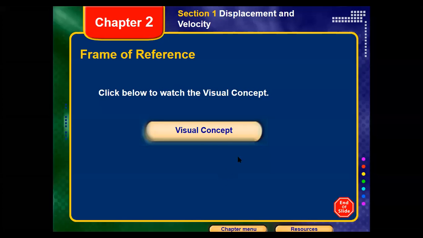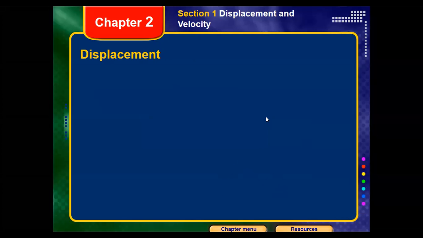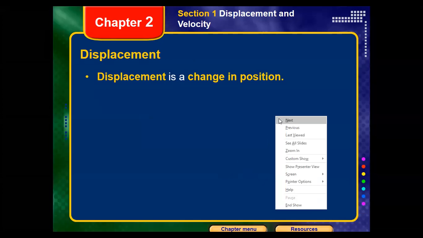Okay, as you see here, the frame of reference is something that tells you whether you are moving or not, and also it tells you how big is the distance you move from the frame of reference. Okay, next step, let's talk about displacement.